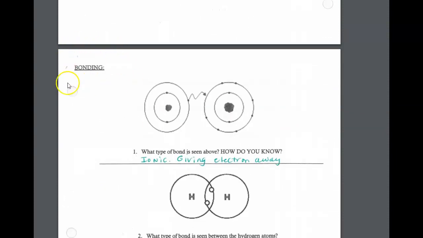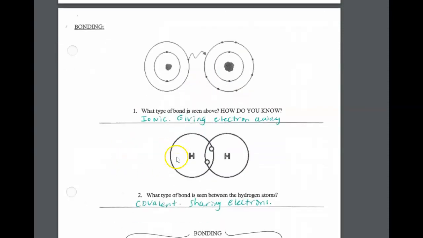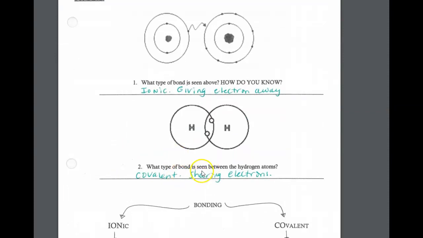Okay, so this has to do with bonding. What type of bond is seen above, and how do you know? This is an ionic bond because it's giving electrons away. So this bond here is giving it away, so it's ionic. What type of bond is seen between the hydrogen atoms? Right here, covalent. They're connected. Covalent. They share electrons.